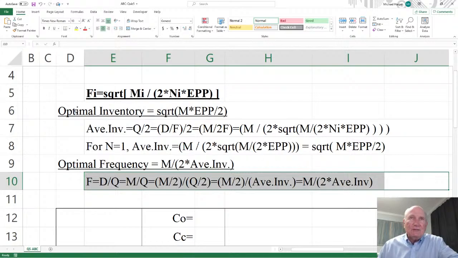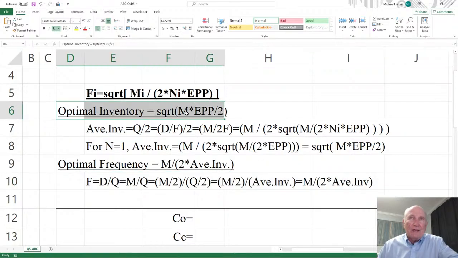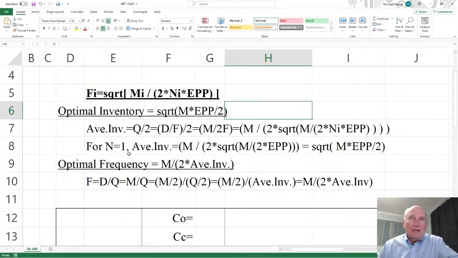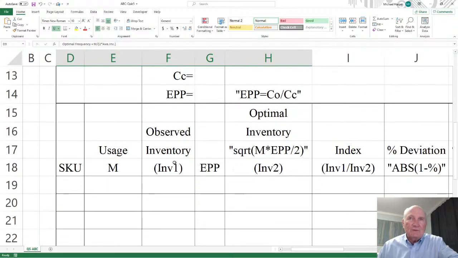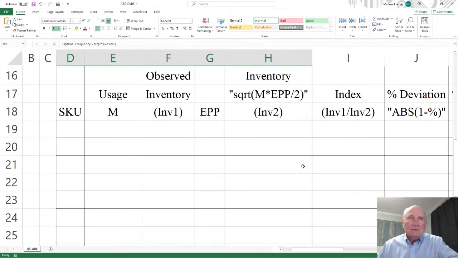So from these equations, when I have my usage and EPP, I can get my optimal inventory and my optimal frequency, and compare that with my observed inventory and my observed frequency. So let's bring them in.